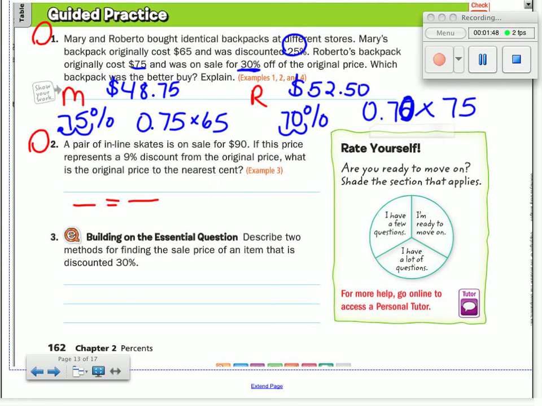So who got the better deal here? What do you think? Mary's, yeah, for $48.75. Your explanation of just showing me all of your work, I'm going to be able to understand why you chose that as long as you tell me that it was Mary.